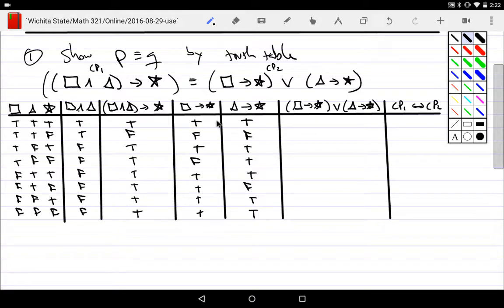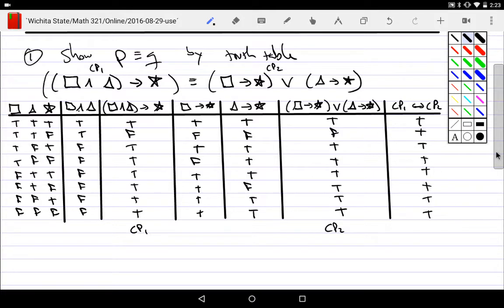And then I just simply take the OR of these. Well, true dominates. Wherever there's a true, it's true. So the only time it's two falses is here. Everything else is true. And the biconditional is the check. Do they have the same truth values? This was compound proposition one. This was compound proposition two. And I notice that in the exact same cases are the exact same values. So it ends up that this is, yes, a tautology.